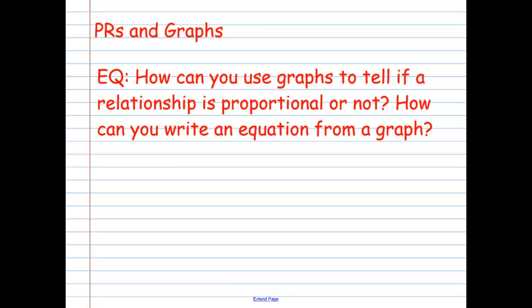Go ahead and pause, add this to your table of contents, create a new page, and write down the EQ. And again, we're going to focus on looking at a graph and telling if it's proportional, and also how to write an equation from a graph.